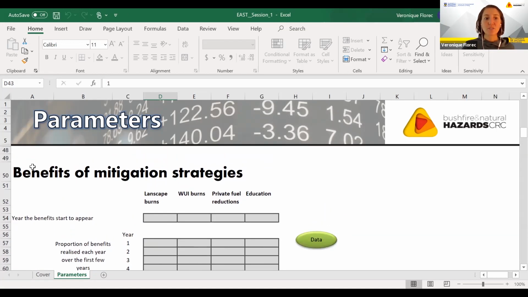Now scroll down to the next section, which is the benefits of mitigation strategies. The benefits are not estimated yet, so that's what the tool is going to do for us. But we need to tell the tool when the benefits start to appear. If we're implementing prescribed burns, the benefits most of the time are immediate. They start straight away after you reduce the fuels in the landscape.